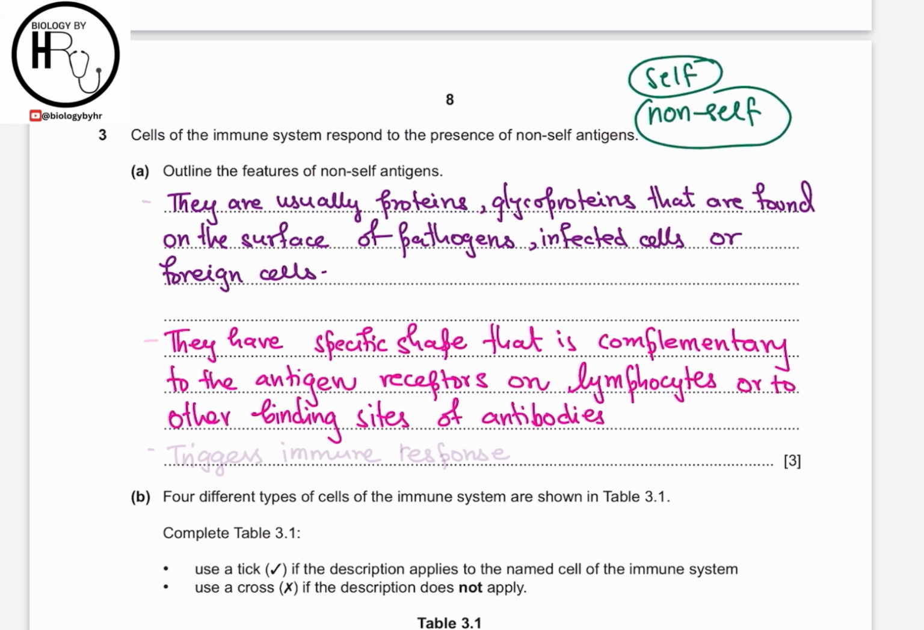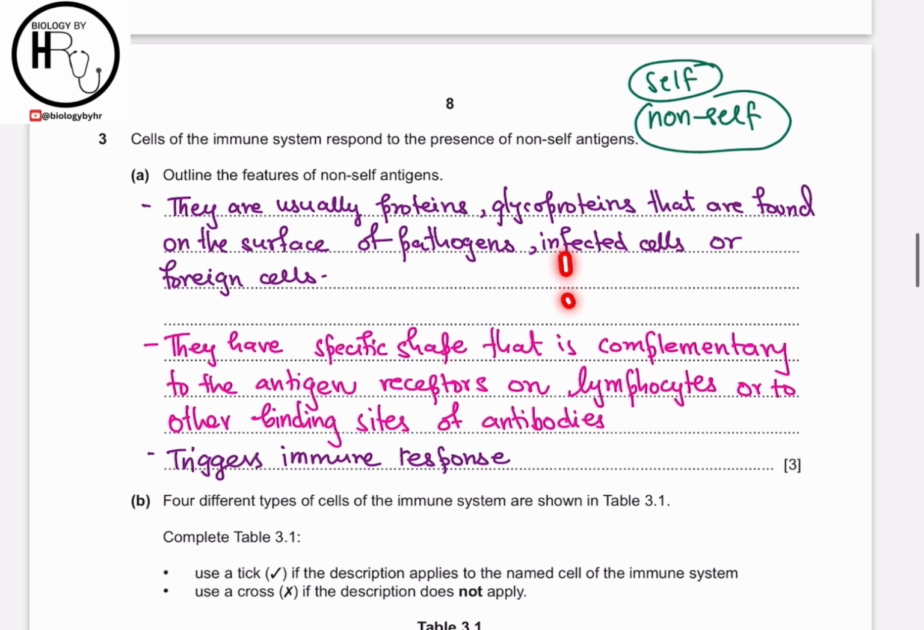Also, because this is a non-self antigen, recognized as a foreign antigen, it is going to trigger the immune response as well. And when the immune response gets triggered, there will be more antibody production, more lymphocyte activation, and more phagocytosis. So this is basically what the triggering of the immune response actually means. I hope that this is clear to you guys.